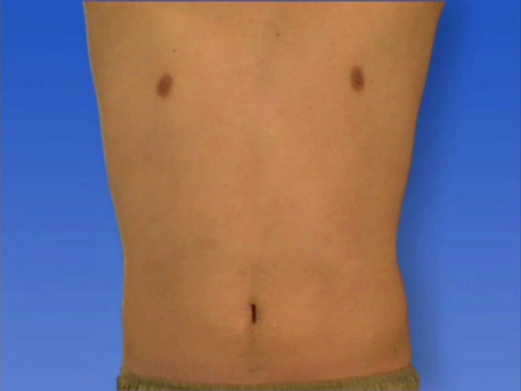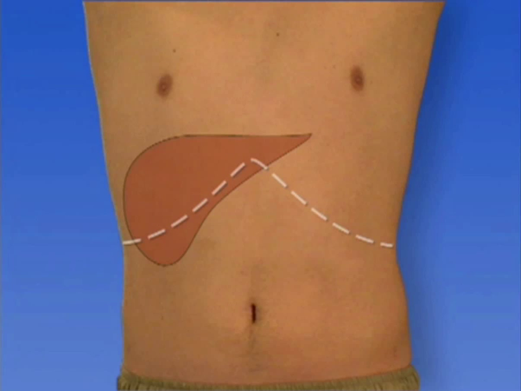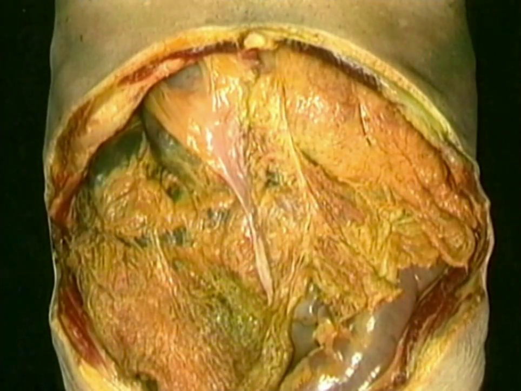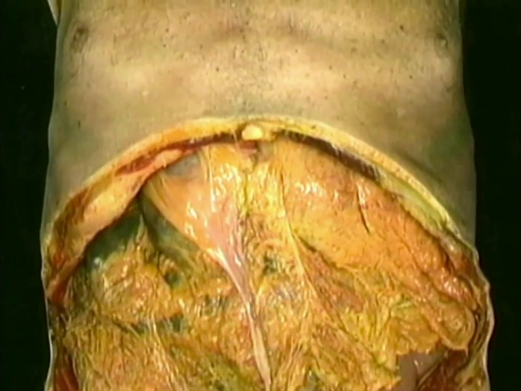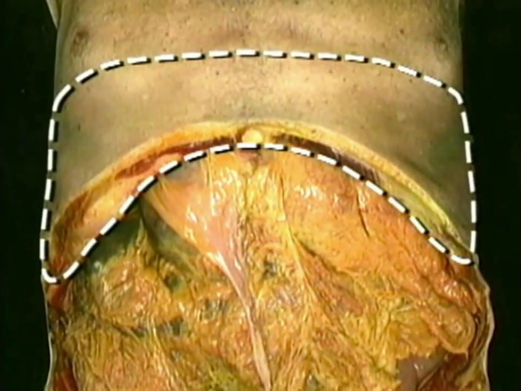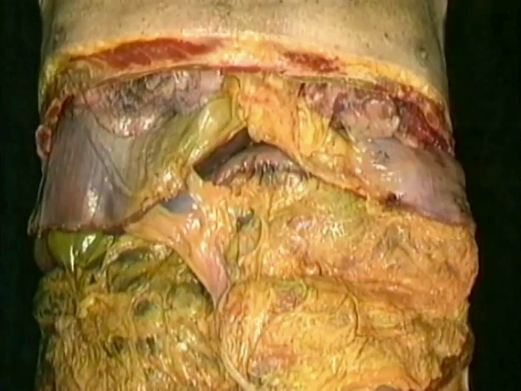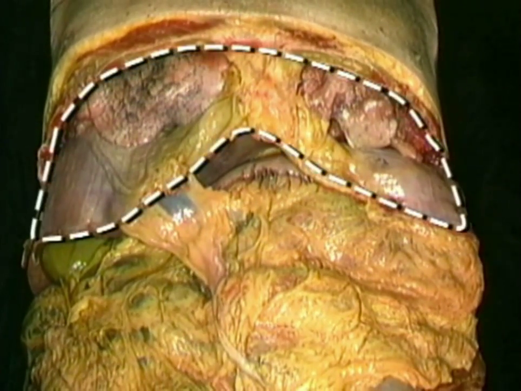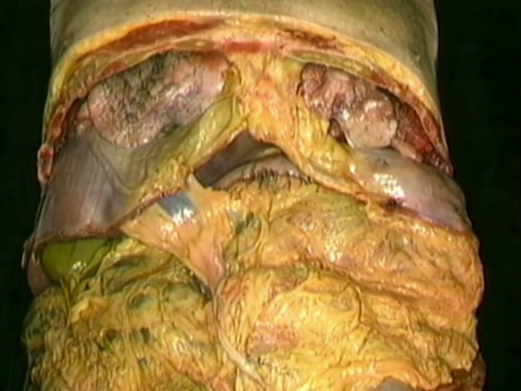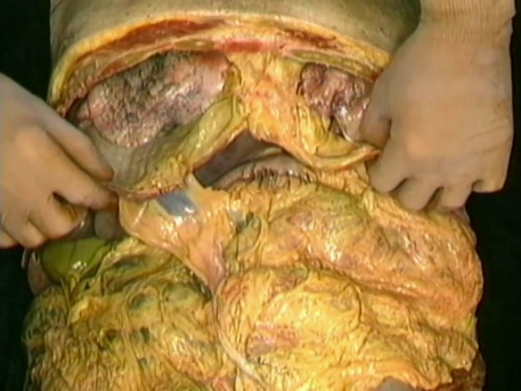Much the greater part of the liver lies to the right of the midline. Since the liver doesn't usually come below the costal margin, which is here, we can't get a view of it from in front by just removing the anterior abdominal wall. To see it, we need also to remove this much of the rib cage. In removing the lower part of the rib cage, we've made a big opening into the chest. We've left the diaphragm in place.